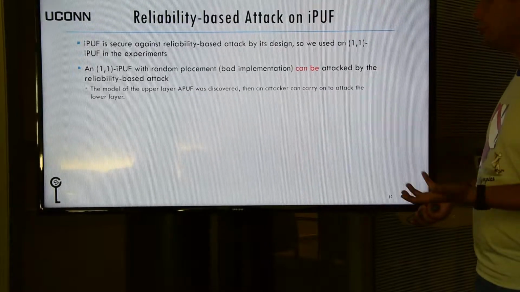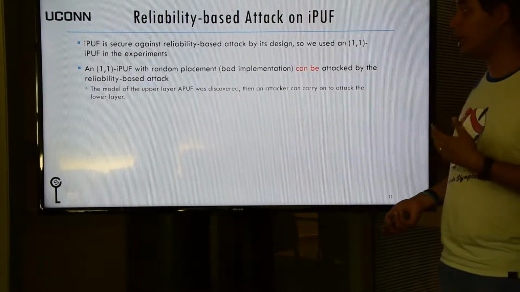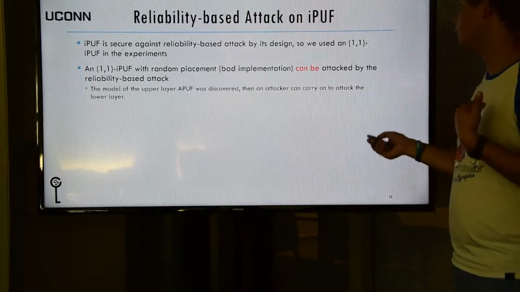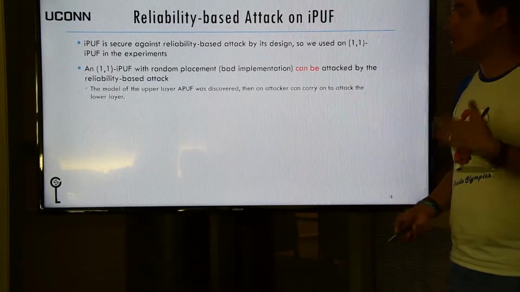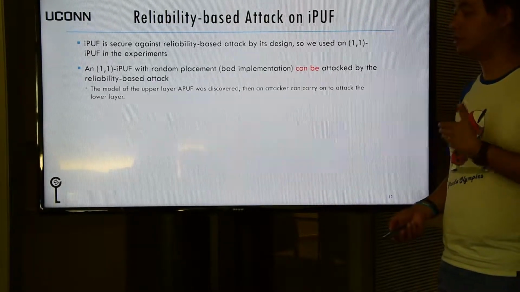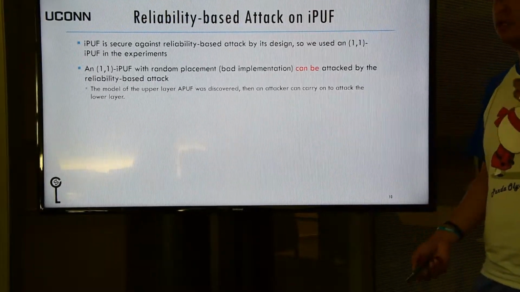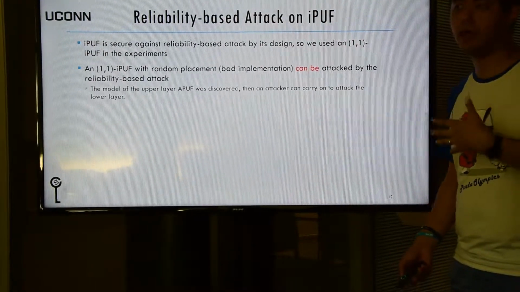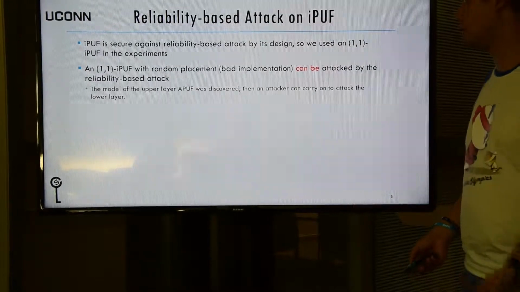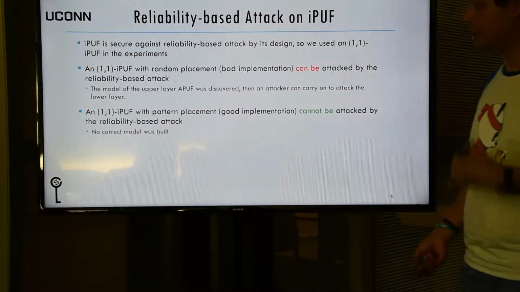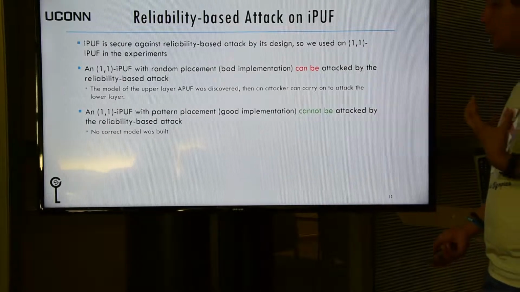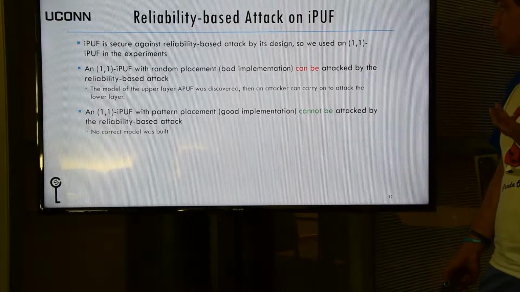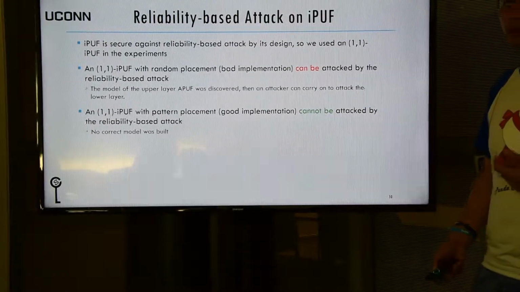If we have a 1-1 IPath that is placed randomly, then we can actually attack such an IPath by reliability attack. In our experiment, we found that the model of the upper layer arbiter path was discovered, so the attacker can just carry on and attack the lower layer arbiter path. But if we implement every arbiter path properly using pattern placement, then we are not able to attack it by reliability-based attack.